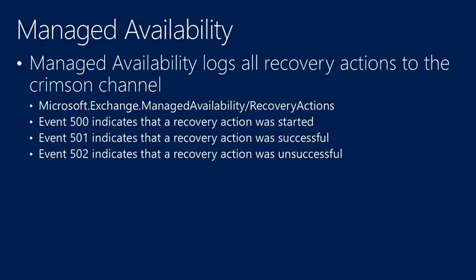Now, when managed availability does its work, it logs it all into an area of the Windows event log called the Crimson Channel. And most specifically, it's Microsoft.Exchange.ManagedAvailability/RecoveryActions. We will log everything that managed availability does in that event log from a recovery standpoint. So when it begins a recovery action, we'll log event 500. When it successfully completes a recovery action, we'll log event 501. And if it unsuccessfully completes, we'll log event 502. So as soon as managed availability does something, whatever the outcome is, we will get logging for that.